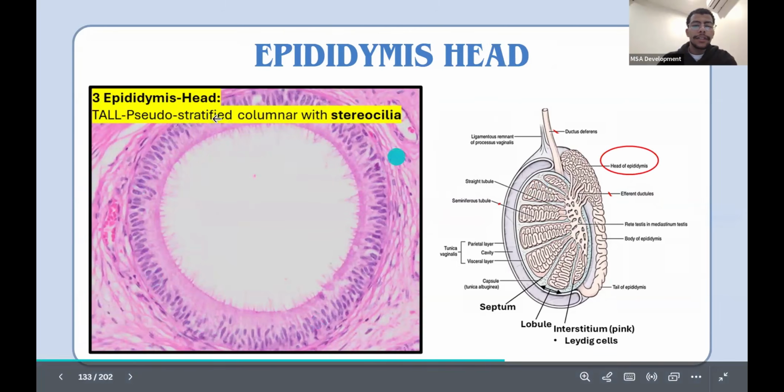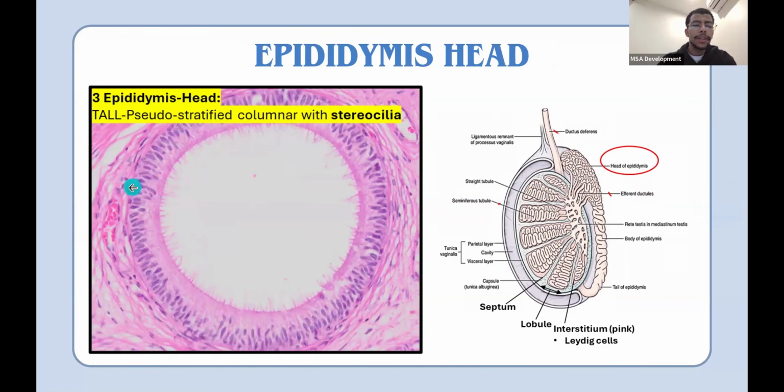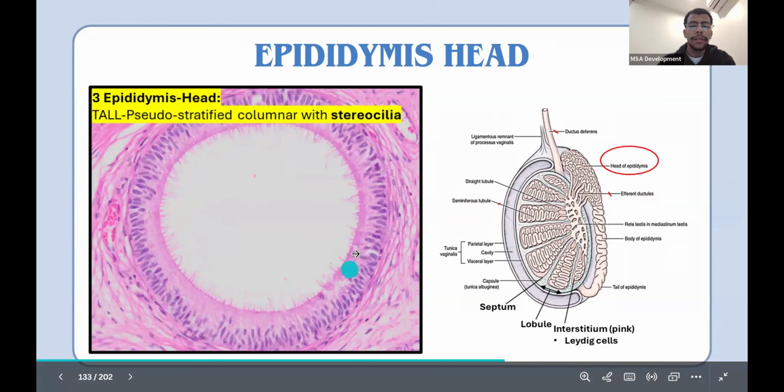Then we have the epididymis head, okay, or the head of the epididymis, however you guys want to say it. The difference between it and the ductules is basically that it has a tall pseudostratified columnar epithelium with stereocilia, okay? So these are taller. That's how we can identify them. And they're more even, all right?